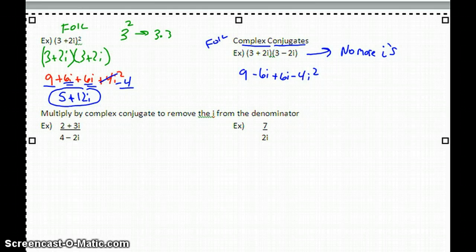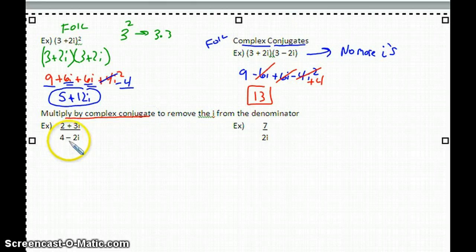Again, a negative 4i squared is going to be a positive 4, so we have 9 plus 4, which is 13, and my minus 6i and plus 6i would cancel out. Notice my final answer doesn't have any i's in it. Again, that concept is important for when we deal with problems where we have to get rid of the i in the denominator, because you can't have a square root in the denominator and be considered simplified. So we're going to rationalize this, and the way we rationalize is we multiply by the complex conjugate.